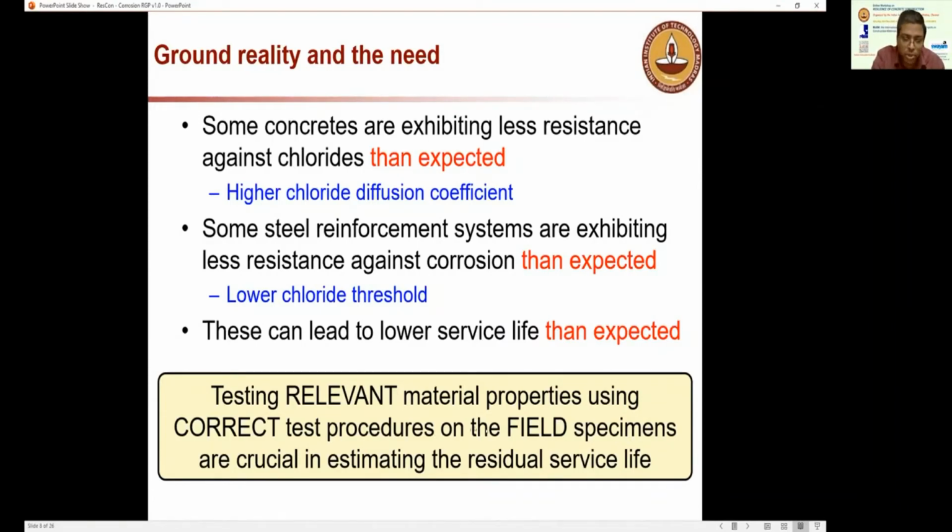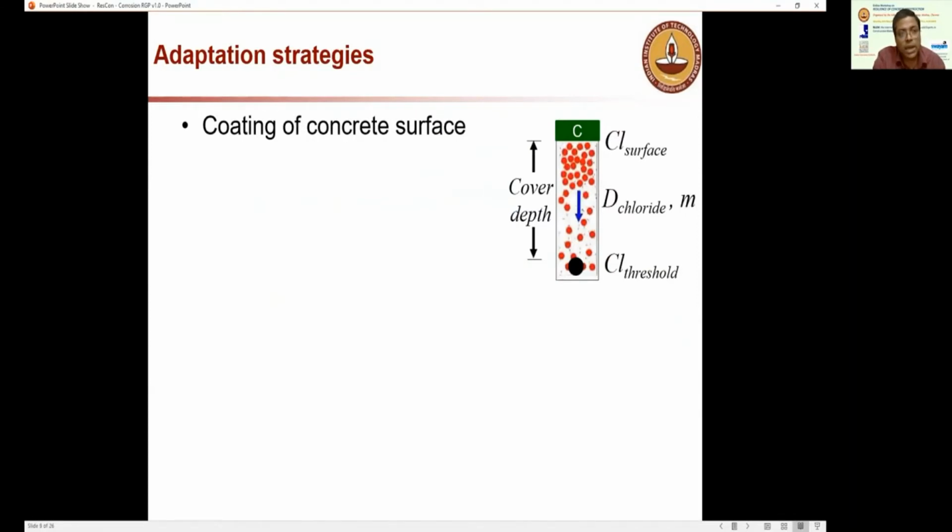And they should also be done on the field specimens rather than a specimen which is applied by the manufacturer of the material and also cast with very high quality control in the laboratory. So you have to really mimic the field conditions, and these are very, very crucial when we talk about estimating the residual service life of the structures, in particular the existing structures. So what are the adaptation strategies to make sure that these structures can be resilient in future or slow down the deterioration process?